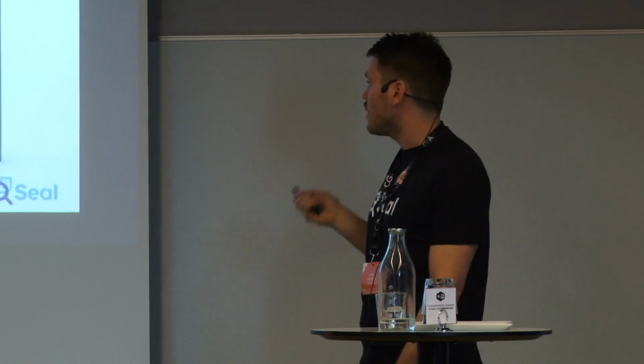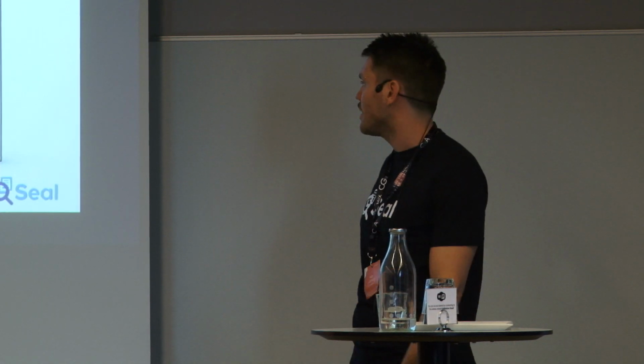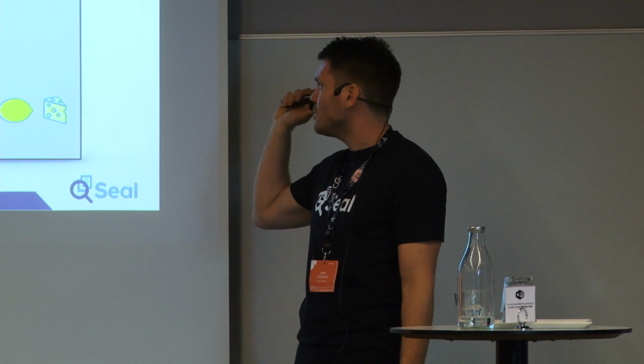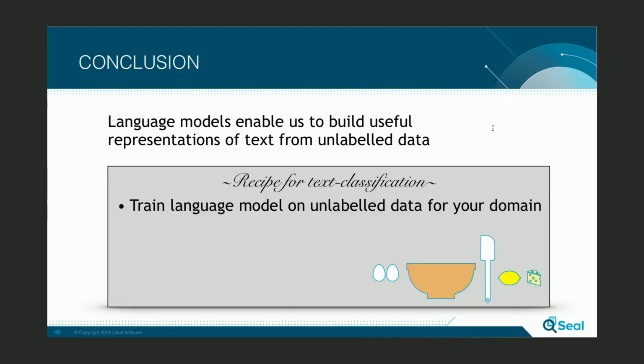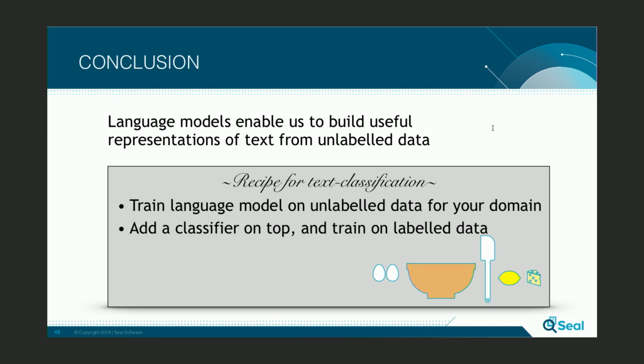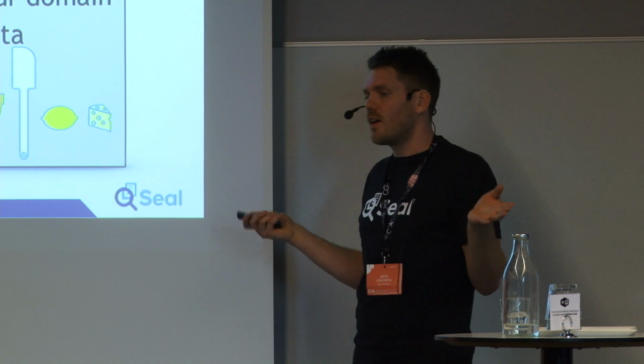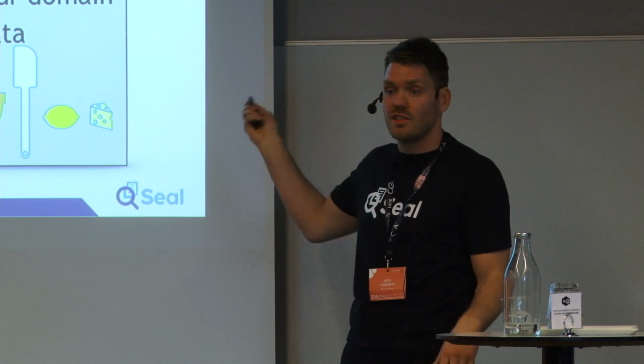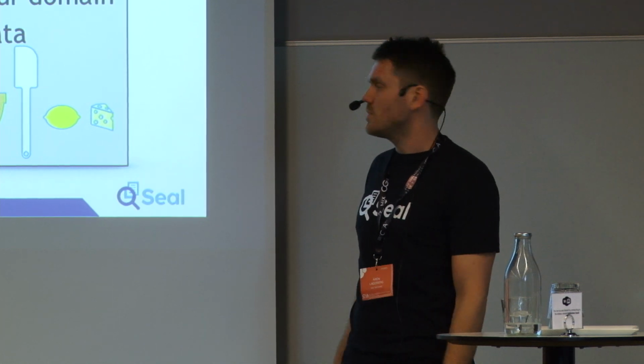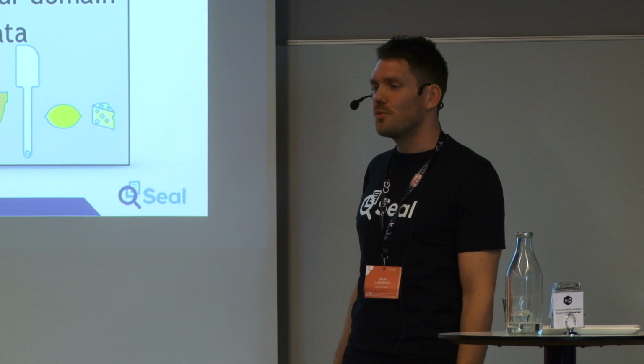So I will leave you with my recipe for text classification. The first thing you do is train your language model on unlabeled data for your domain. That's usually fairly cheap to come by, at least compared to actually annotating data. Then once you have that, you add a classifier on top and train on labeled data. These steps are actually really simple to perform nowadays. There are libraries like Fast.ai, or schools, where they provide Google Colabs where you can just do this yourself within a day. I'll leave you with that. So thank you.